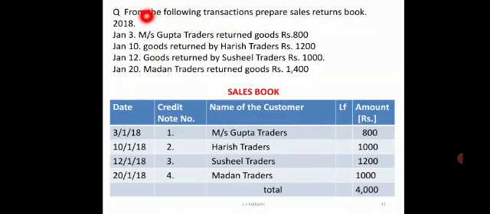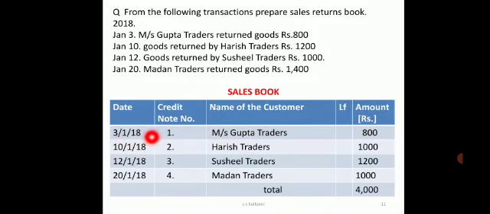Now we have a problem. From the following, prepare sales returns book. On 3rd, Messrs Gupta Traders returned goods to us, 800. On 10th, goods returned by Harish Traders, 1200. On 12th, goods returned by Sushil Traders, 1000. On 20th, Madan Traders returned goods, 1400. So from the sales returns book we have date column, credit note, customer's name, ledger folio and amount.